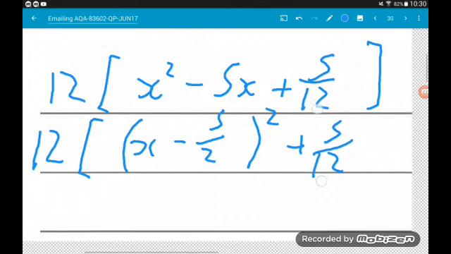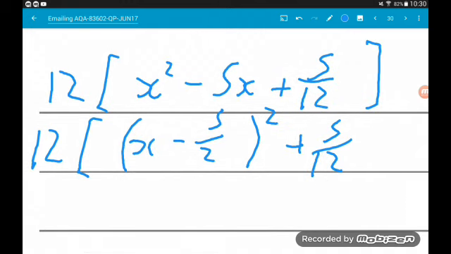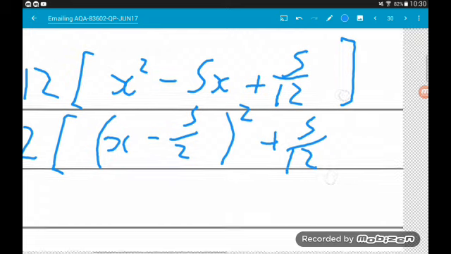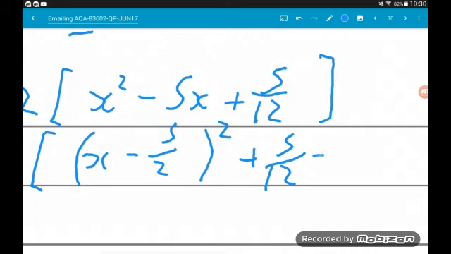Now, the final step here is we need to square 5 over 2 and then take that away on the outside. Now 5 over 2 squared is 25 over 4. So we take that away on the outside like that.